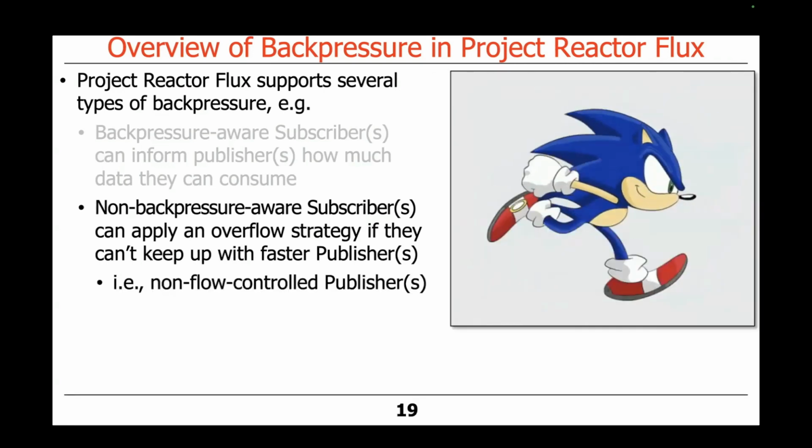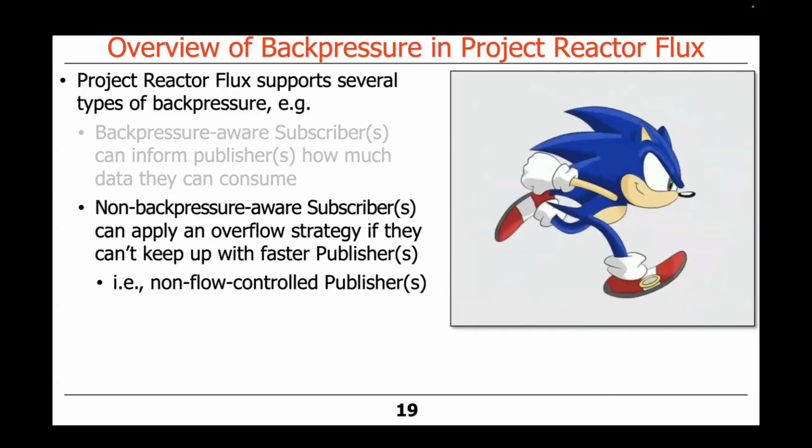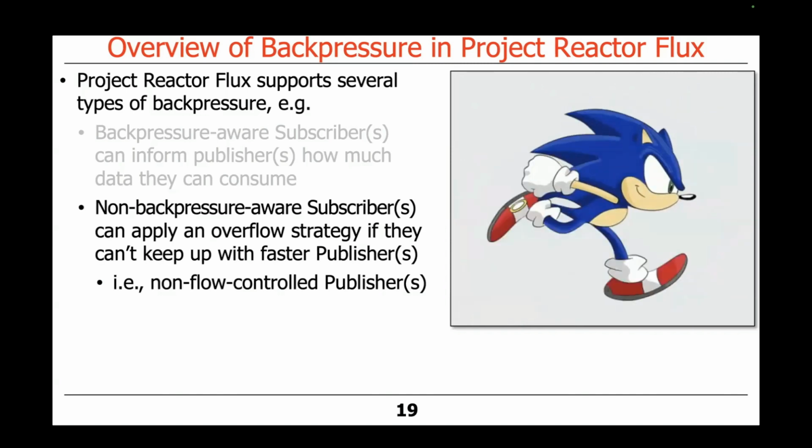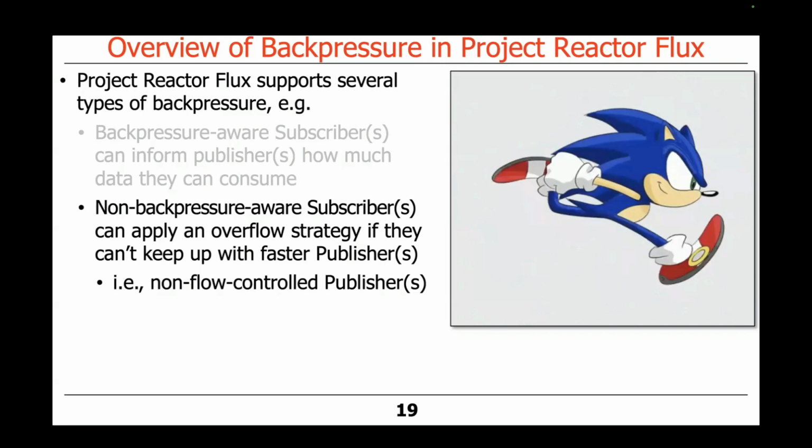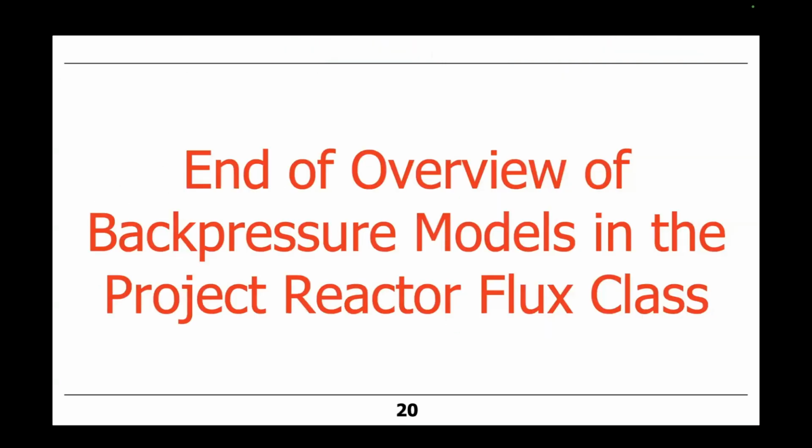This mechanism is useful if you have publishers that don't want to be flow controlled. They're just going to be like Sonic the Hedgehog and blast away as fast as they can. And this gives a way for the subscribers to not get overwhelmed through one of the means we just took a look at. And we'll take a closer look in the next part of the lesson. So that's the end of the overview of backpressure models in the Project Reactor Flux class.